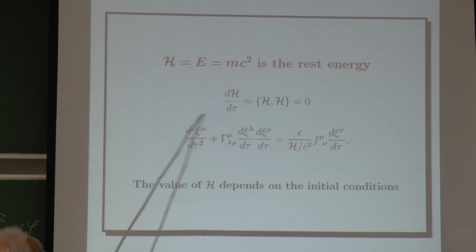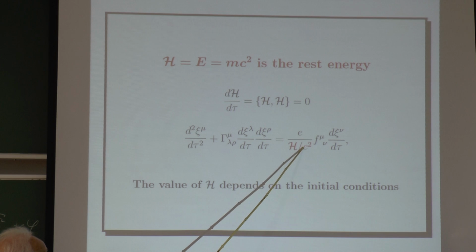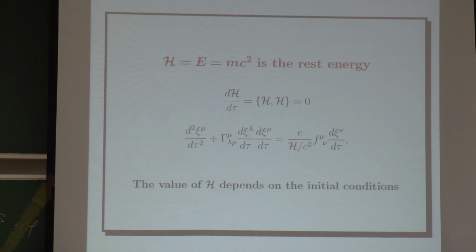Now, what is the proper form here that we know from textbooks? The proper form here is that instead of h over c squared, there should be the mass of the particle. And here we have a theory of all kinds of masses, because depending on the initial conditions, the value of h is fixed. If I start with some initial conditions, I assign the values of psi and pi, and they produce some number with the right dimension for h. And this number is constant during the evolution.